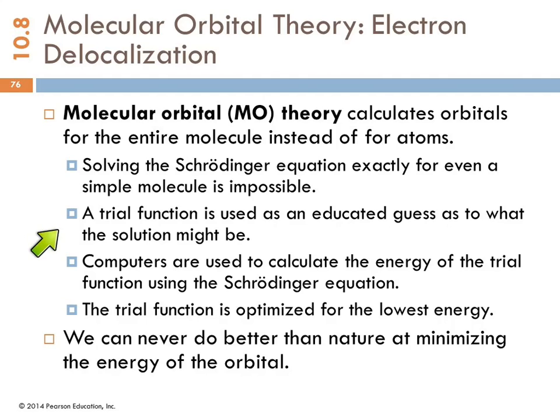And so what they do is they use a trial function as an educated guess, and then they optimize. So it's basically an iterative process where you try something, and then you try something else, and is that better? Okay, let's keep going in that direction. And so they use computers to calculate the energy of that trial function using the Schrodinger equation, and they optimize it to the lowest energy.